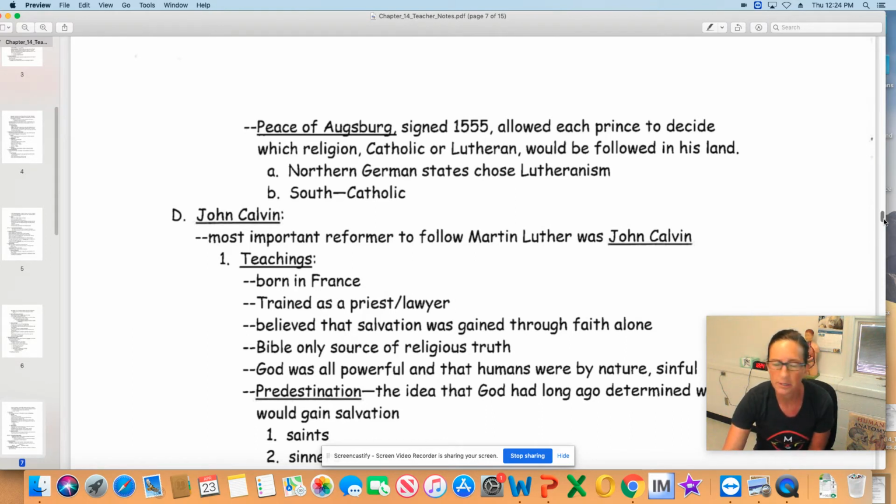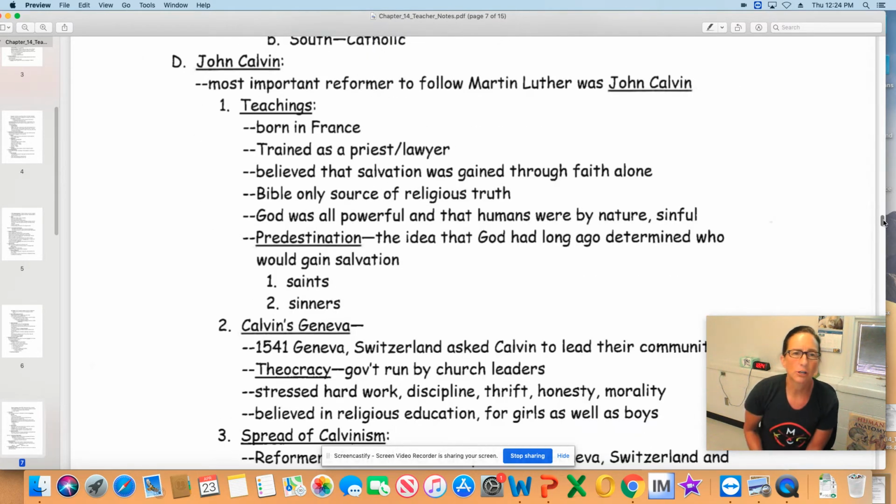It's not the way it is in the United States today, of course. But there are going to be other movements. John Calvin was the most important reformer to follow Martin Luther. So then you're going to have another split, and another split. The initial church is the Catholic Church. Martin Luther breaks away and starts the Lutheran denomination, and then you have splits after that. John Calvin was born in France.